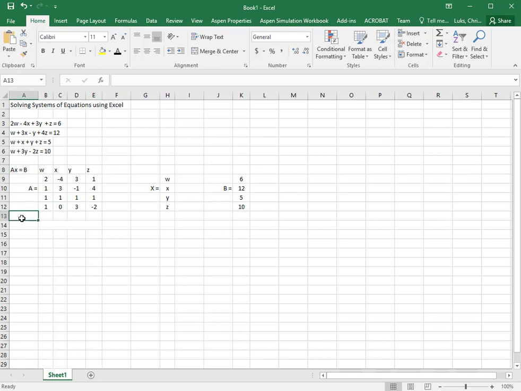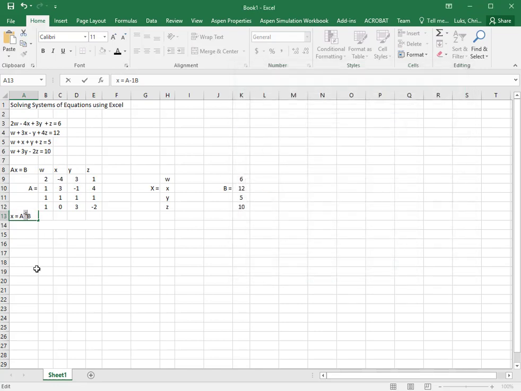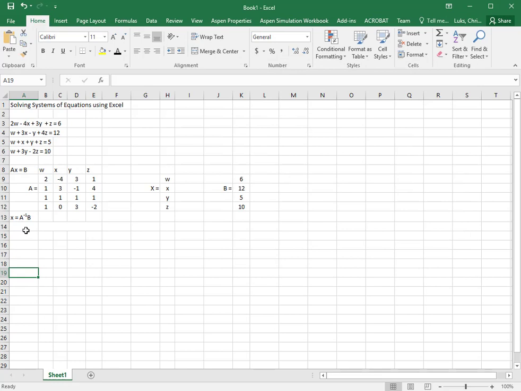And the idea is that we're wanting to find X by doing the matrix equivalent of dividing by A, which means we're going to multiply by the inverse matrix, A inverse of B. Okay, so that's going to be what we're trying to find. So I need to first find the inverse of A and then multiply that by B.